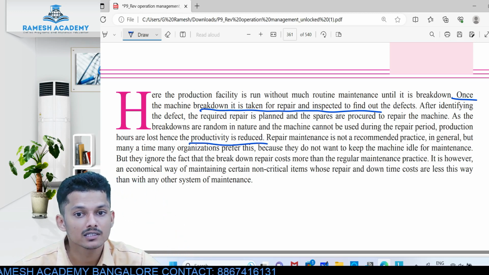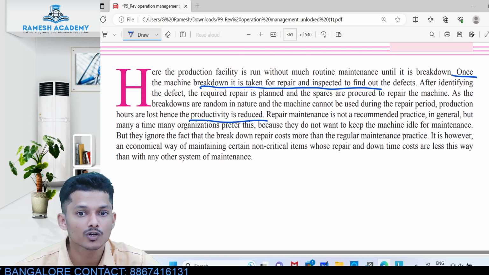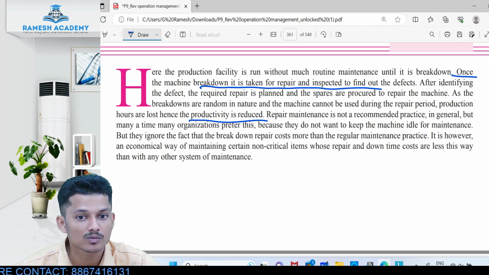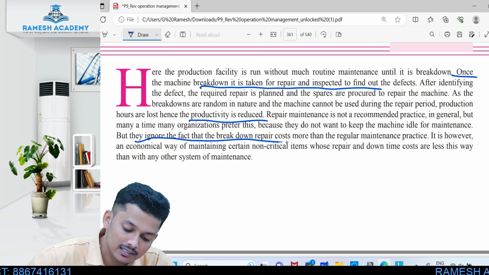Repair maintenance is not a recommended practice in general, but many organizations prefer this because they do not want to keep the machine idle for maintenance. But they ignore the fact that the breakdown repair costs more than the regular maintenance practice. Very, very important. Underline this line.